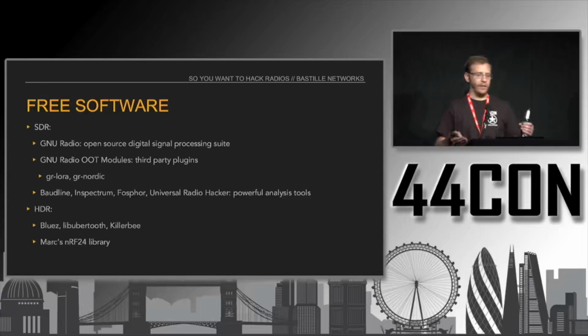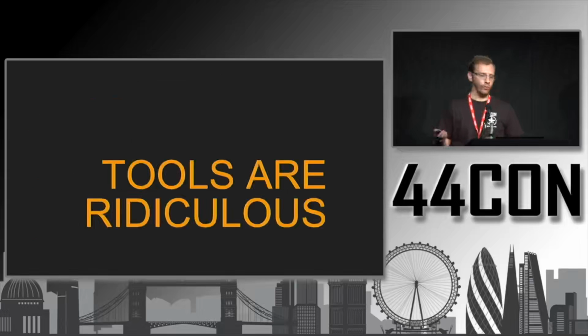And then there's Baudline, Spectrum Analyzer, and Universal Radio Hacker, which are good spectrum visualization and analysis tools we like to use. On the hardware side, there's BlueZ on Linux, a good Bluetooth stack. There's libubertooth for the Ubertooth. There's KillerBee for doing 802.15.4 work with the APIMote and the RZUSBstick. And then I've done some work releasing open source firmware and software for these nRF24 devices.